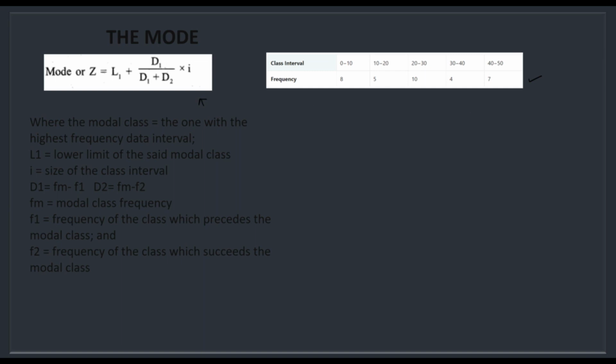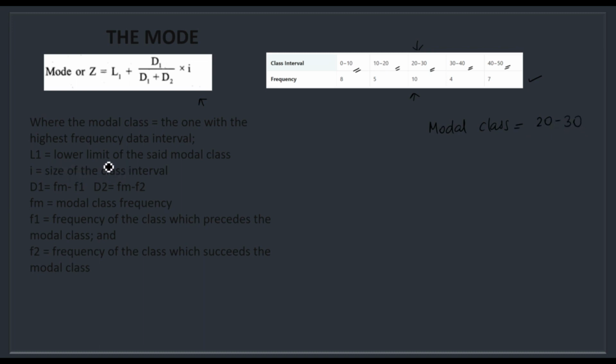So first we want to calculate the modal class. What is the modal class? The data interval with the highest frequency. Here the data intervals are 0 to 10, 10 to 20, 20 to 30, 30 to 40 and 40 to 50. Here 10 is the highest frequency. So the modal class for this data set is 20 to 30.